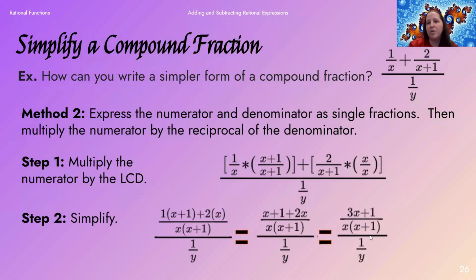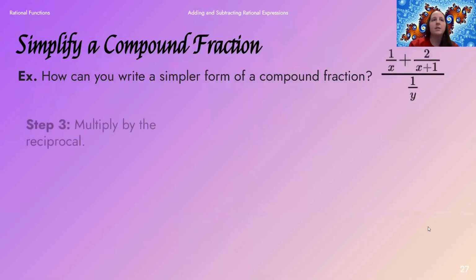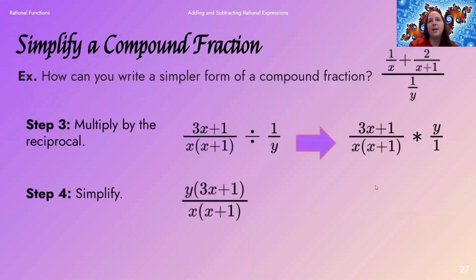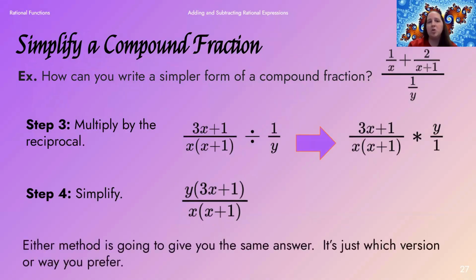Now I have a compound fraction with just a single fraction in the numerator and a single fraction in the denominator. So I can treat this like I'm dividing two fractions. So I can multiply by the reciprocal. I keep my first, change my division sign to a multiplication, and flip my second fraction, and then just multiply straight across like I did with multiplying. I can simplify it, and I see that it's going to give me the exact same answer that I did previously. Again, either method works. It's completely up to you which version you want to use.